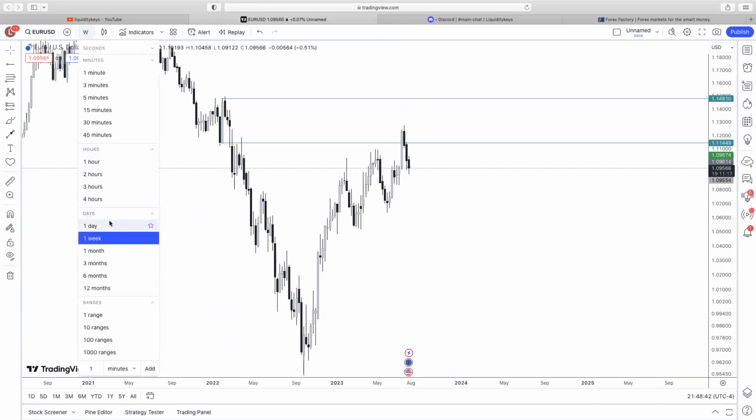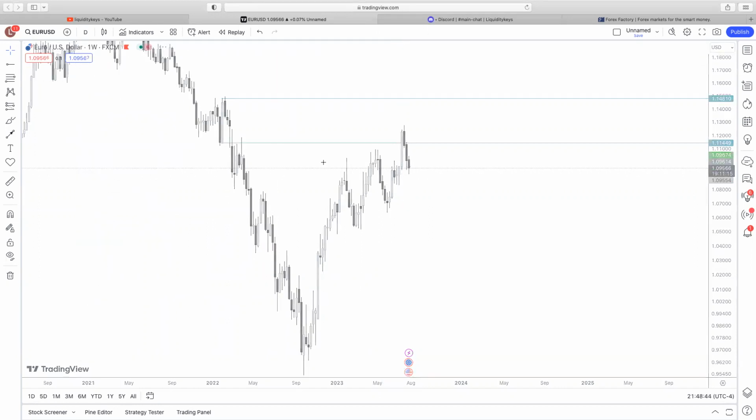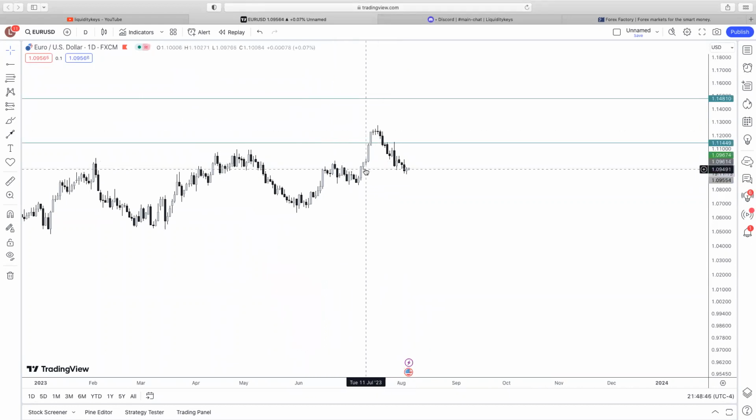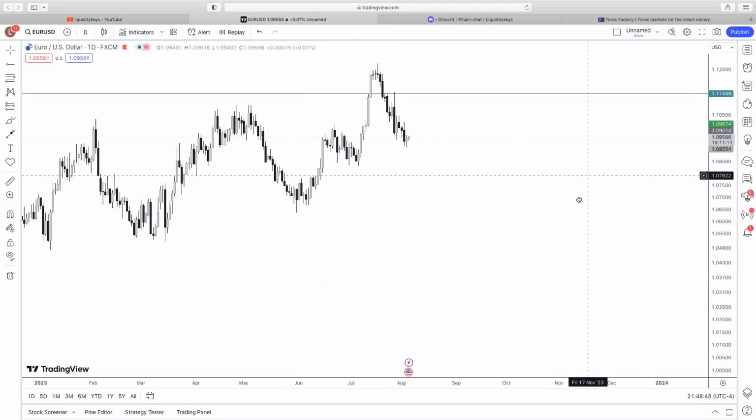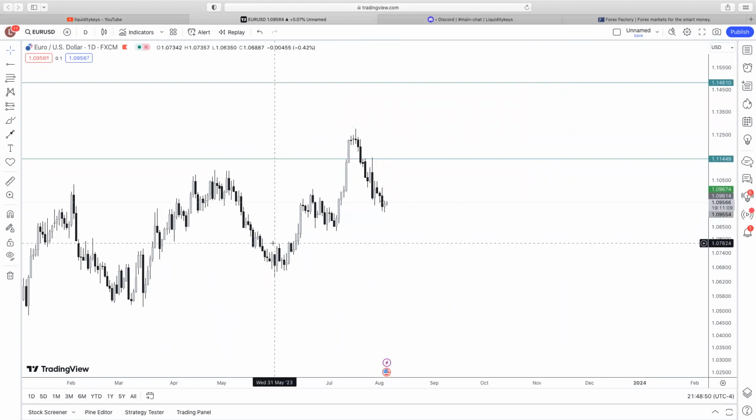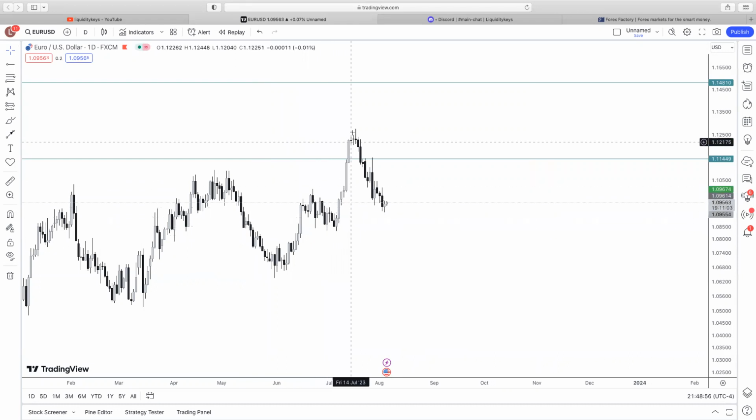So we'll go to the daily. Also, that move right here set up this inducement. Why is it an inducement? Because it mitigated the breaker right here, and it came in for that imbalance. Large move up.